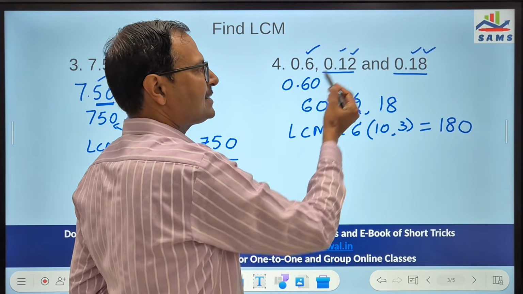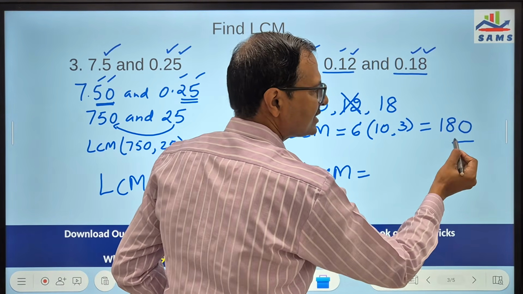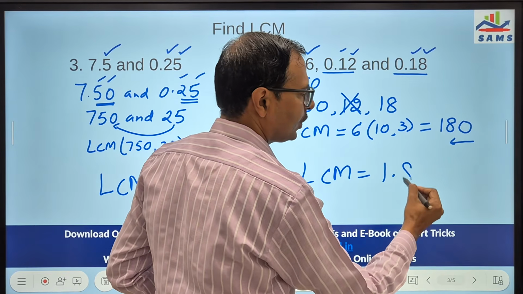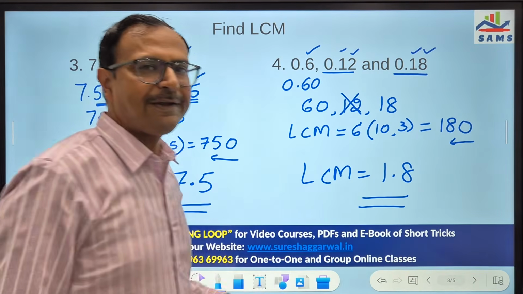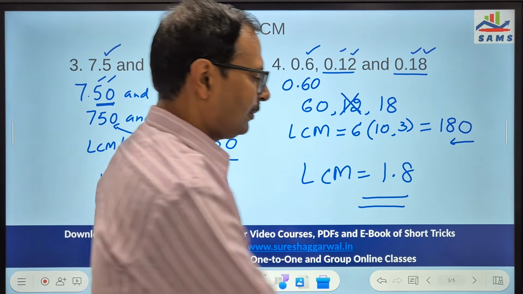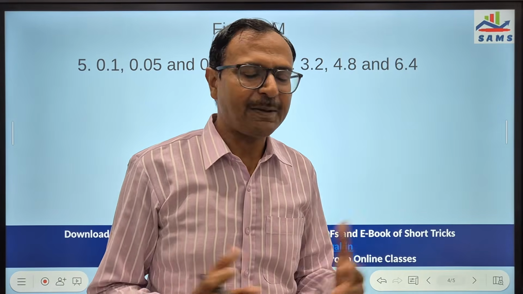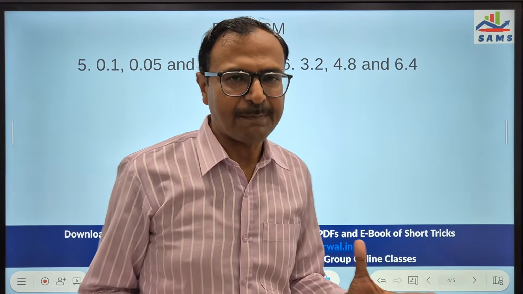Now two decimal places. So the required LCM will be two decimal places, 1.80 or simply 1.8 is the answer for this particular question. I can go on and on, let's take more examples, but you need to practice yourself. I can demonstrate using some more examples. Let's see here.